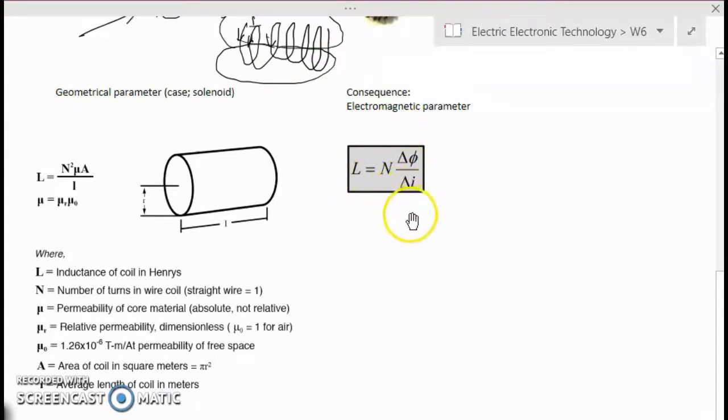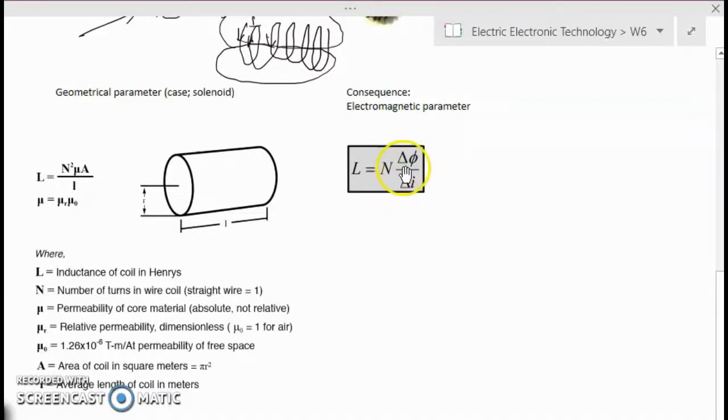So imagine if you put 1 ampere of current, the higher the inductance of your inductor, the more flux you'll have around the coil. If you have a higher inductance, it means you have more flux. So a high value inductance means that your inductor can create more flux with a given current.